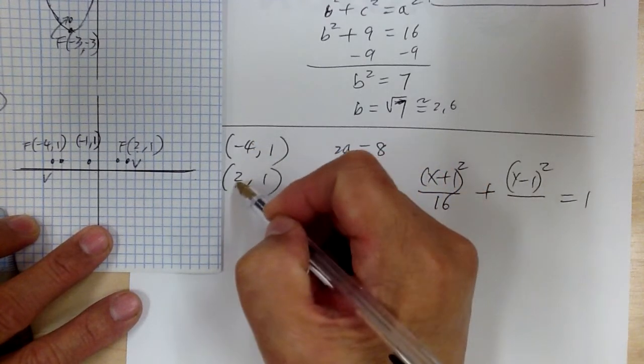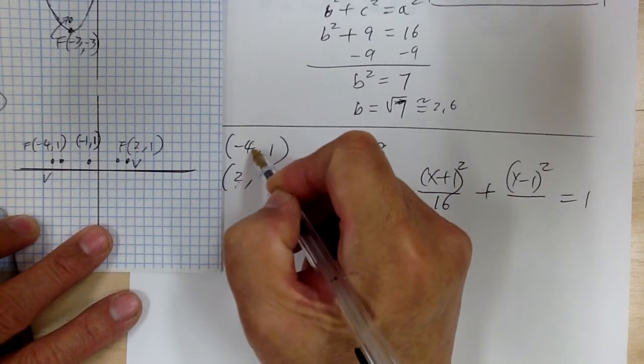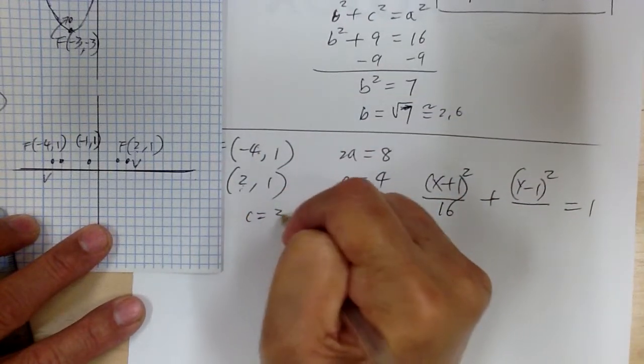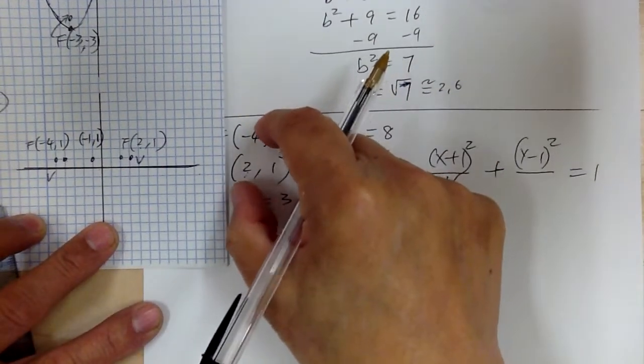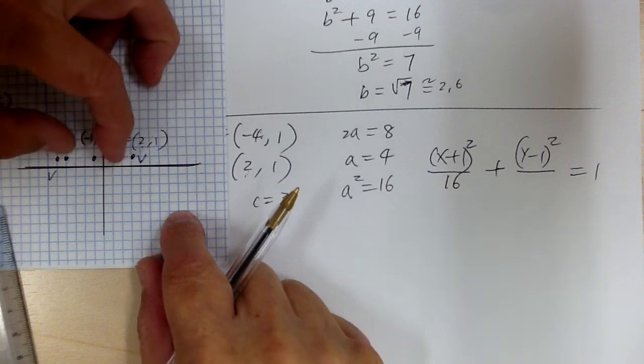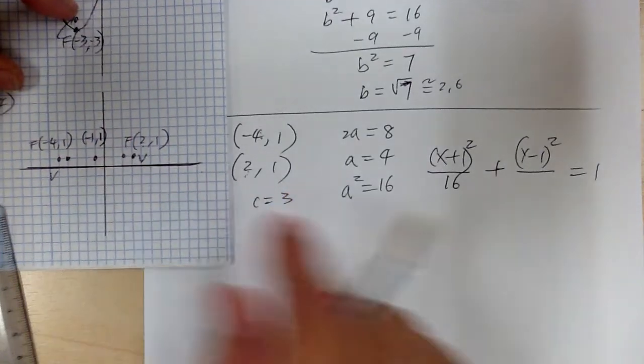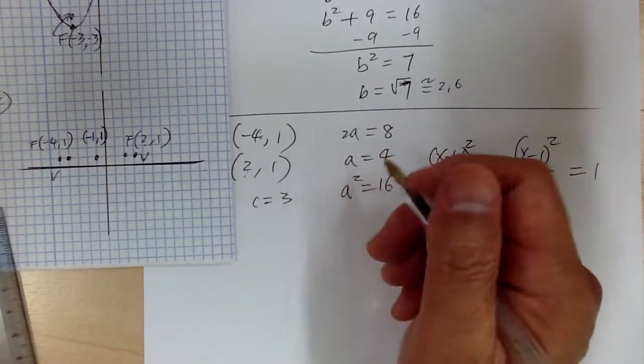Okay, so 2 minus -4 will give you 6, divided by 2 will give you 3. So c equal to 3, right? Because this is the whole thing, so it's equal to 6. So you can just see it from the graph. Okay, so let's go and get the b.